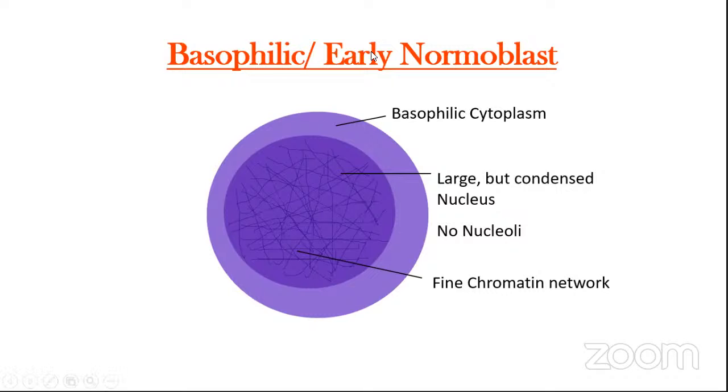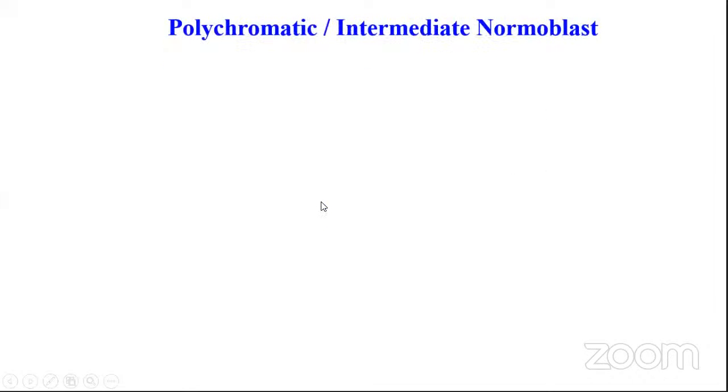As there is a high content of RNA, the basic precursors for hemoglobin are under process. This question was asked in the recent DNB exam, so remember that hemoglobin synthesis starts as early as the early normoblast. Please note down this point. At the early normoblast stage, hemoglobin synthesis has already begun, but under the microscope it is at the intermediate normoblast stage that it appears.